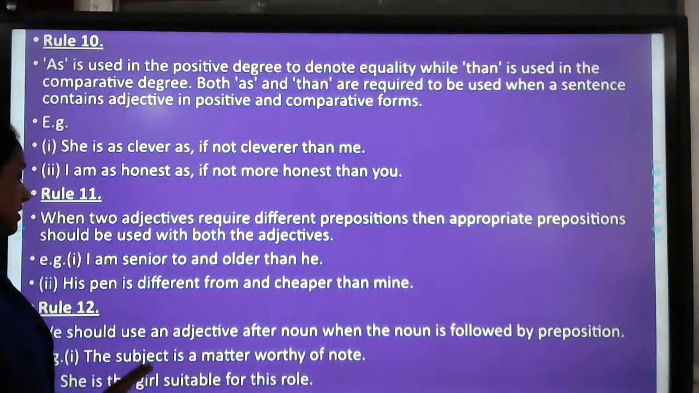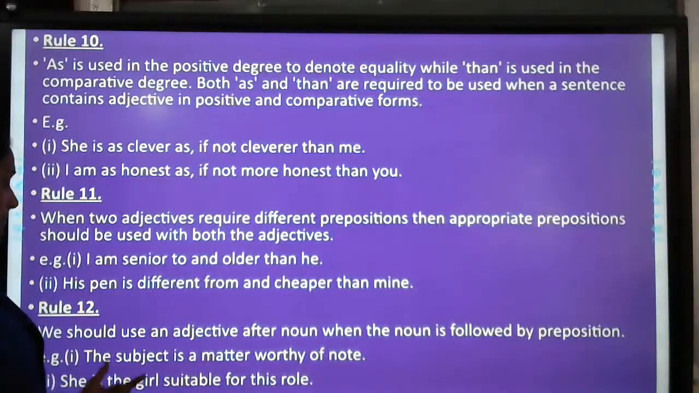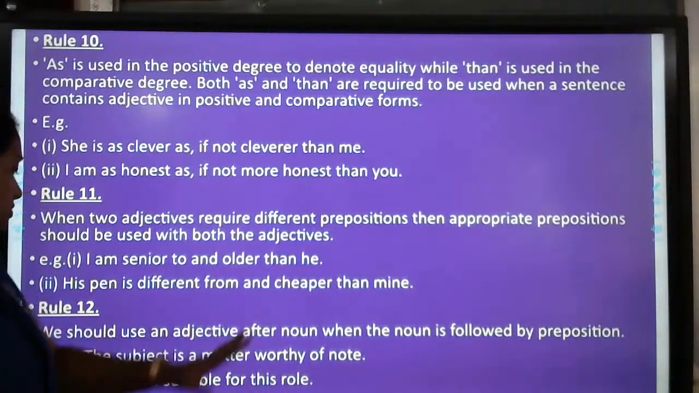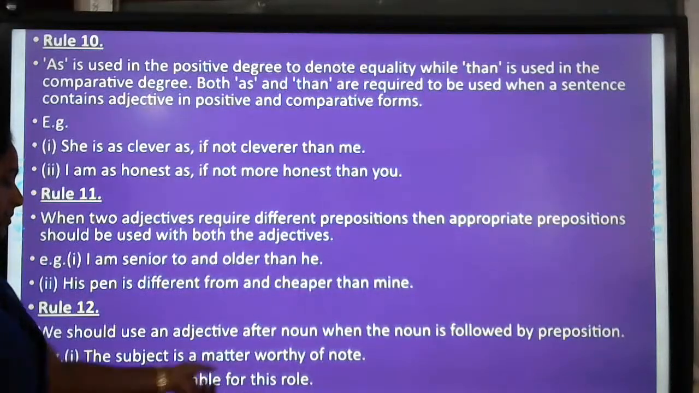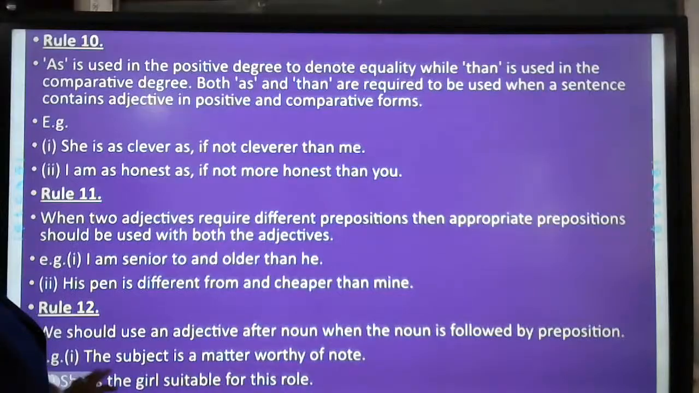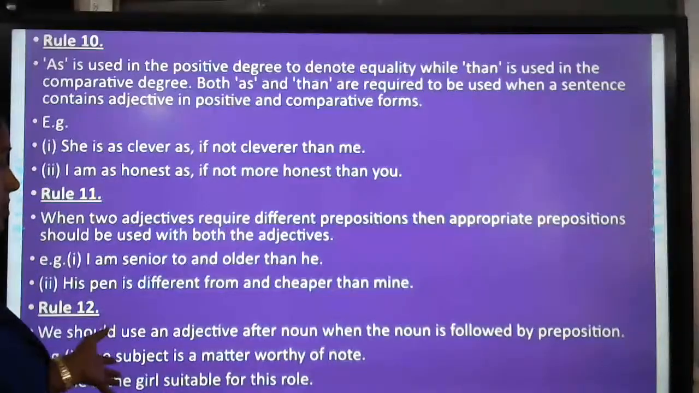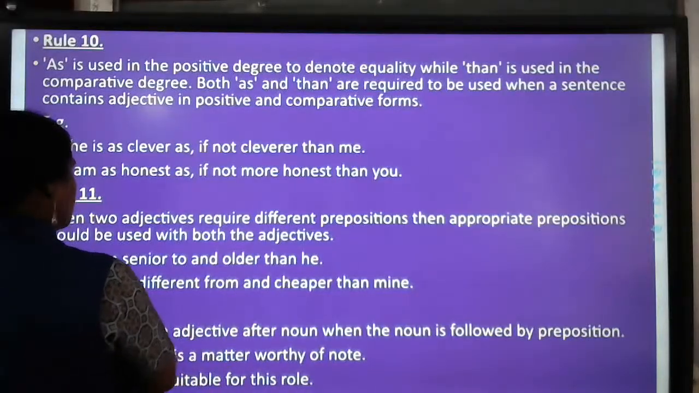For example, the subject is a matter worthy of note. So, matter worthy of note. She is a girl suitable for this role. So she is the girl, and how is the girl suitable for this role? Here what you are able to understand is that we should use an adjective after a noun. After the noun, that adjective is used, and it is followed by the prepositions here, of, for. These prepositions are used.